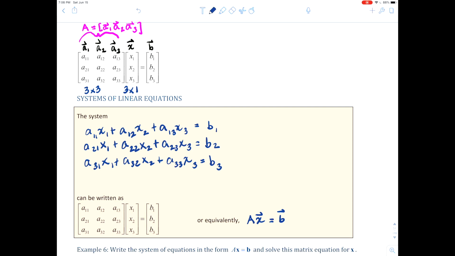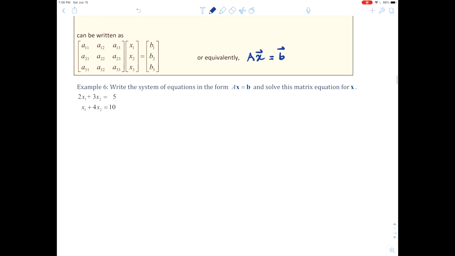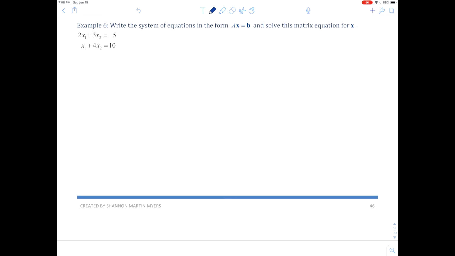Groovy? All right, so now let's take a look at example 6. We want to write the system of equations in the form A times X equals B, where X and B are column vectors, and solve this matrix equation for X. Groovy? All right, let's do it.